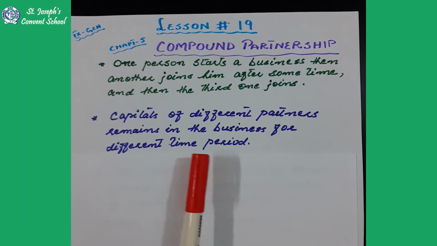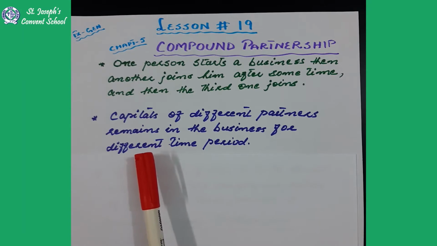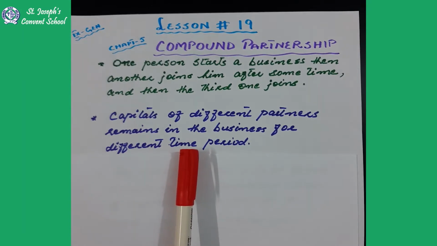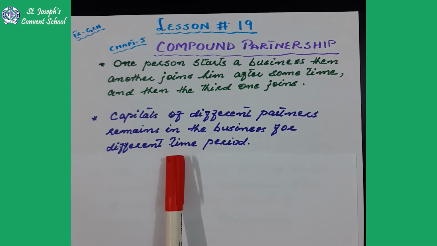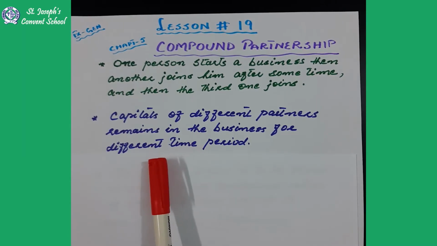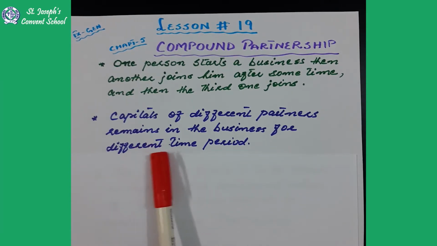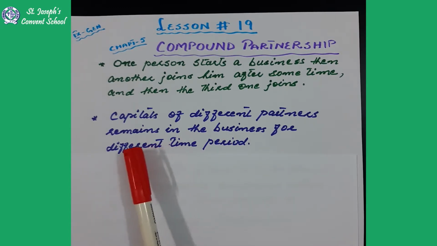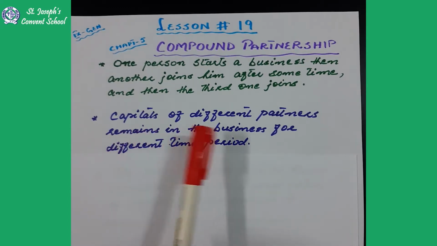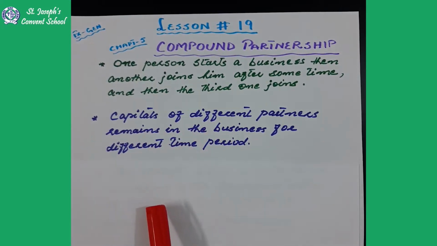For different time periods means some person invests the money for 6 months, or some businessman will invest the money for 2 months or for the whole year. So for different time periods they invest the money, okay. So different partners invest the money for different time periods, so it is all in this compound partnership.